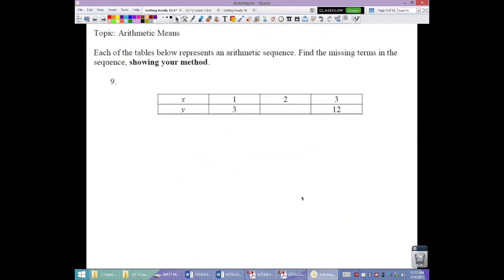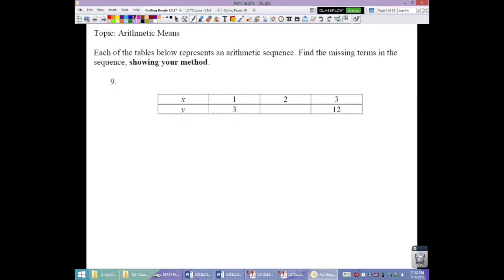All right, number 9. Okay, now we're going to do this. It's a little newer to us. Arithmetic and geometric means, which is we're given part of an arithmetic or geometric sequence, and we have to figure out one or more missing values within the sequence. Not at the end, not to continue it, but somewhere inside it.